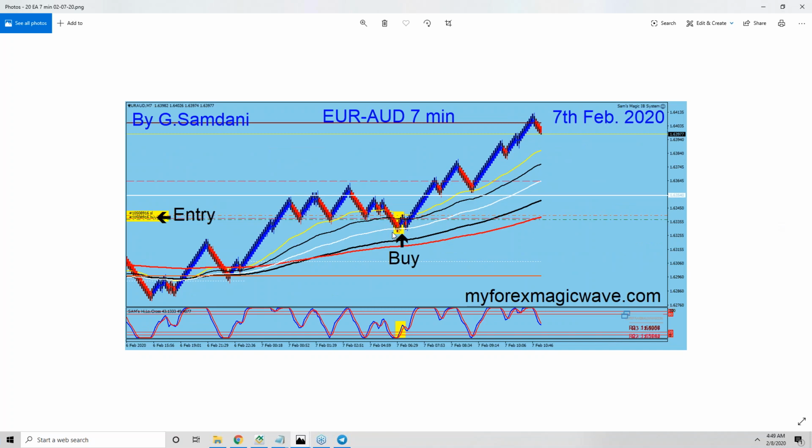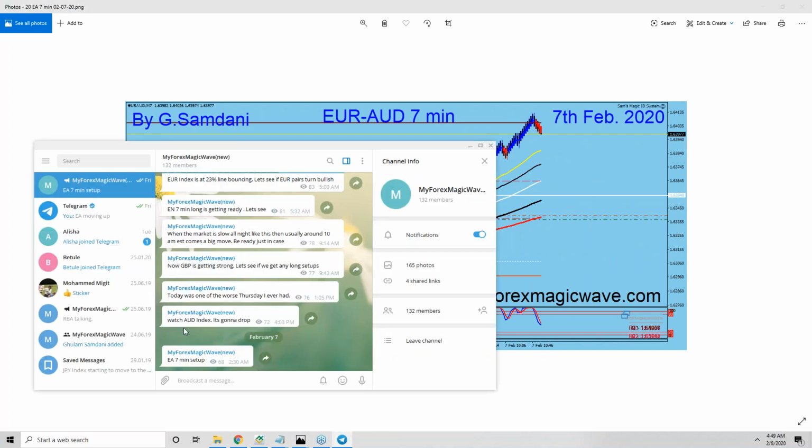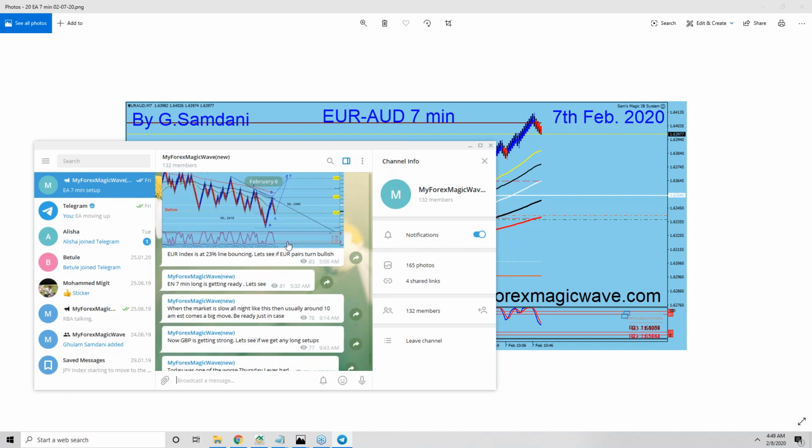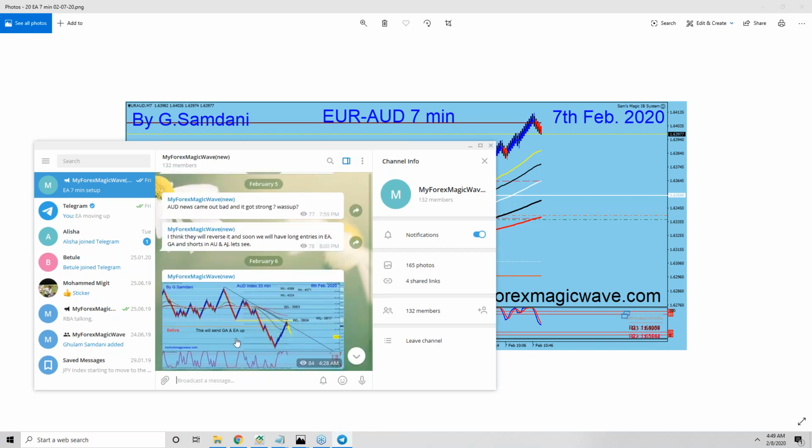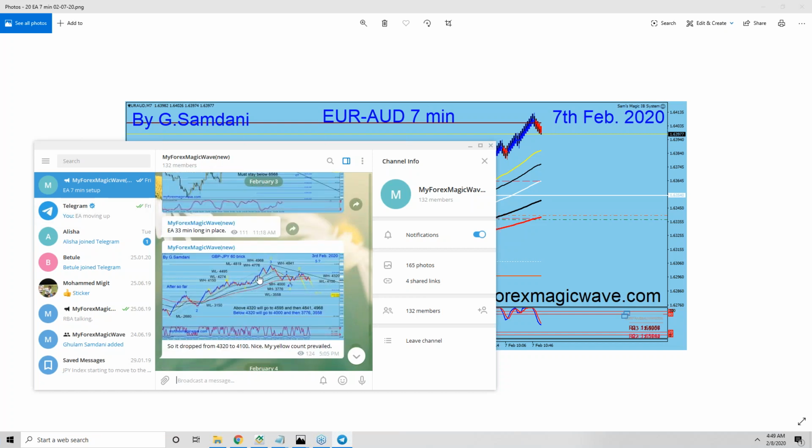This is the one, okay, on the 7th. And then to watch, Aussie index is gonna drop, right? So I mentioned here that Aussie is gonna drop, EA is gonna go up, also GA is gonna go up. And then I constantly post the chart. See, this is the Aussie index chart I posted here for everyone, all my subscribers to see. This is my Telegram channel to give the heads up.